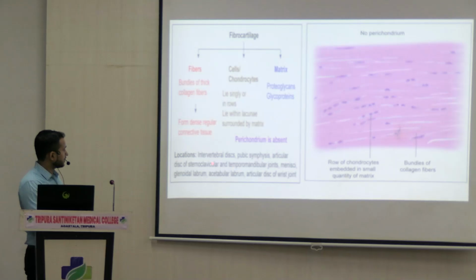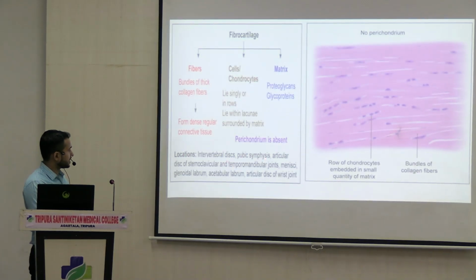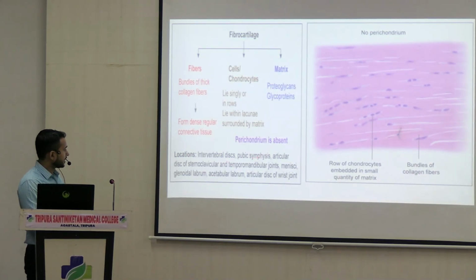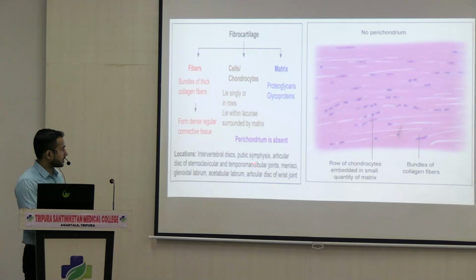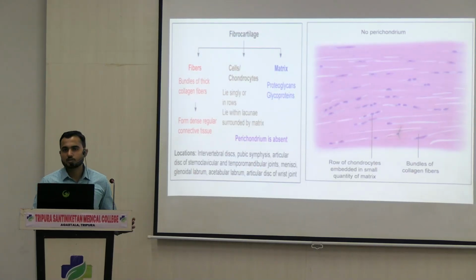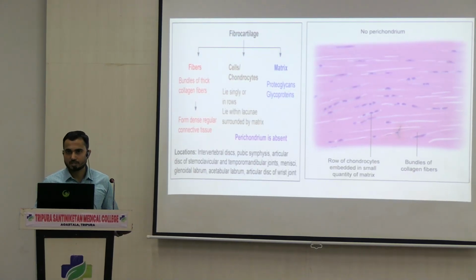Now you can see the examples: intervertebral disc, pubic symphysis, articular disc of sternoclavicular joint. So these are some areas where the fibrocartilage is present.